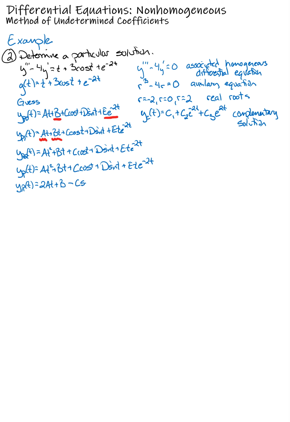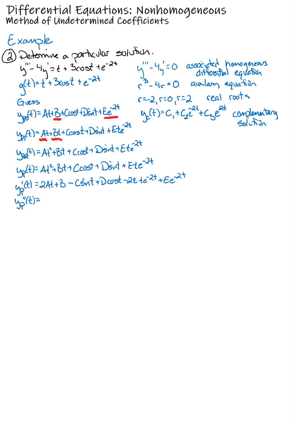minus c sine t plus d cosine t plus, we have to use the product rule on this one. That's actually going to be negative 2Et e to the negative 2t plus E e to the negative 2t. Take your time with that. And of course, you could get that in a slightly different order. That's completely acceptable as long as you have all those terms. So that is y sub p prime, the first derivative. Now let's take a look at the second derivative.